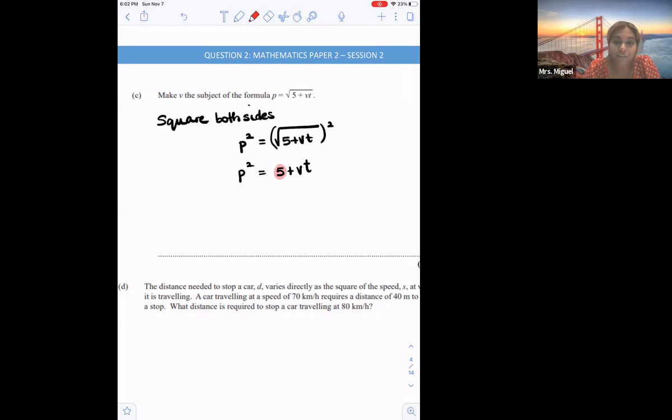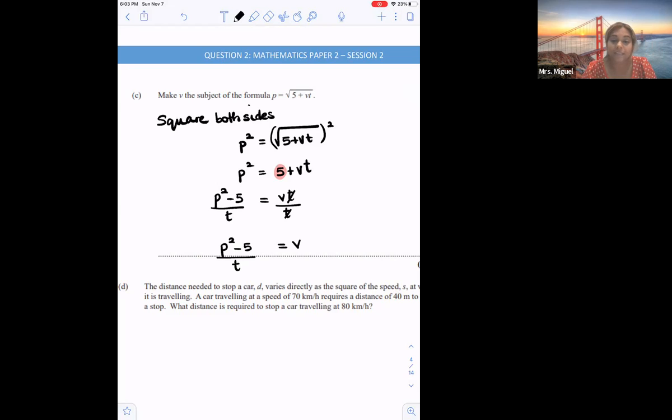By eliminating 5, I need to remove it. I need to get rid of it from the right-hand side. So by removing it, the sign must change. So here I will get p squared minus 5 is equal to vt. I need to remove t, but the operation that takes place between the v and the t is multiplication. So I need to do the opposite, which is division. This is going to cancel, and v is p squared minus 5 over t. Here I have made v the subject.